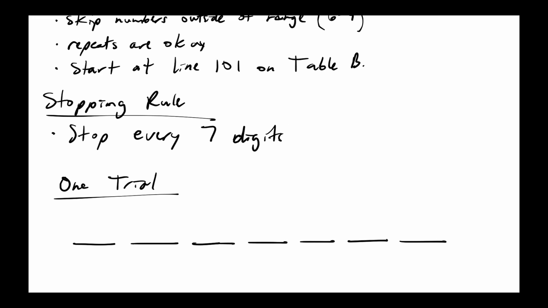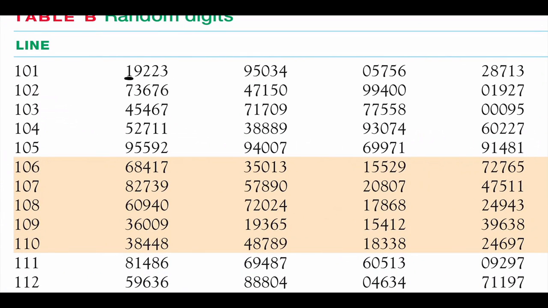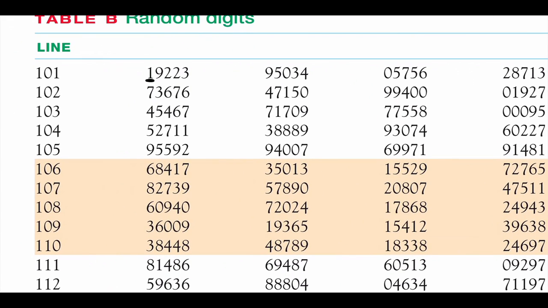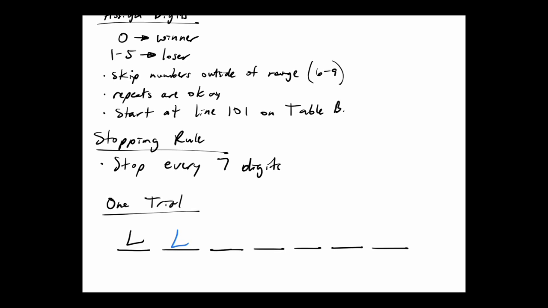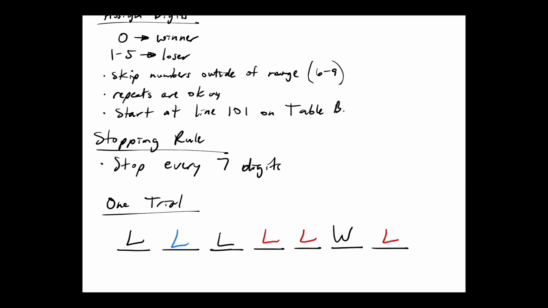Okay. Each of them represents a friend. So the first digit. First digit is 1. 1 is a loser. Next digit is a 9. What do I do with a 9? Skip. Next digit is a 2. What do I do with a 2? Loser. What do I do with another 2? Loser again. What do I do with a 3? Loser. What do I do with a 9? Skip it. What do I do with a 5? Loser. What do I do with a 0? Winner. What do I do with a 3? Loser. And I'm done with one round.